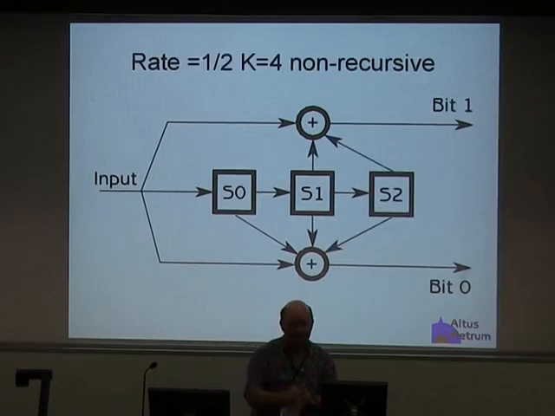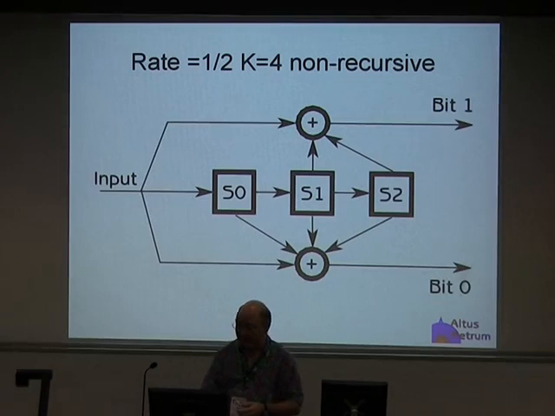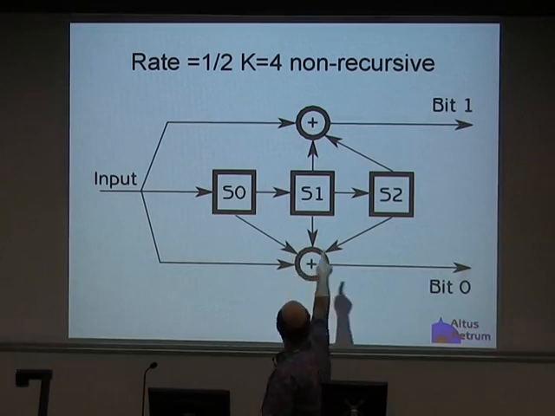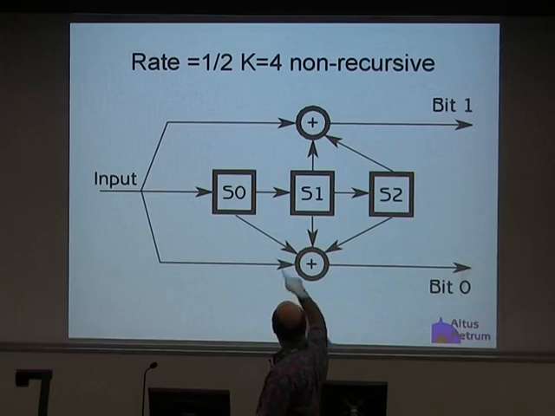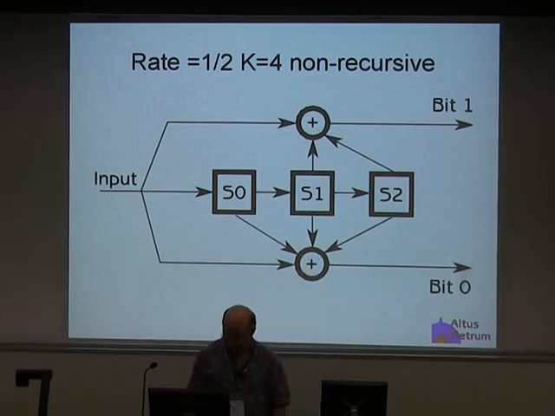Here's what the CC11 uses, the rate 1/2 K equal 4 non-recursive coder. You can see the bits are different, and they're only different in that the operation down here that I'm showing is just XOR. XOR is all the bits together. Bit 1 and bit 0 have a different collection of bits being XORed together. The bottom bit gets all 4 XORed together, and the top bit just gets 3 of them. So they're slightly different on the output.